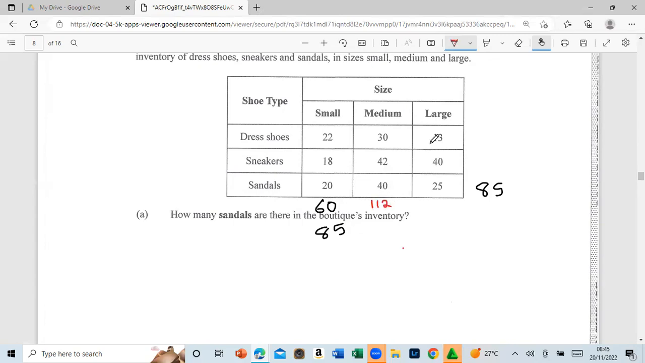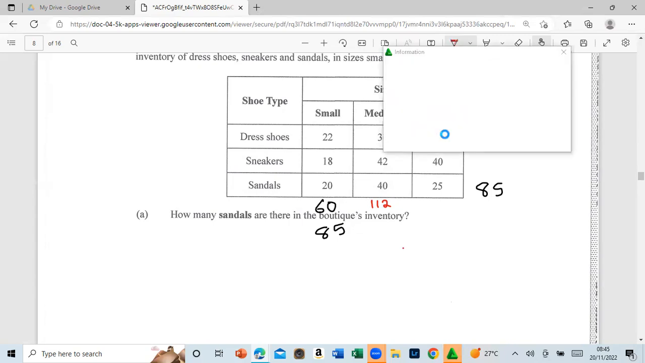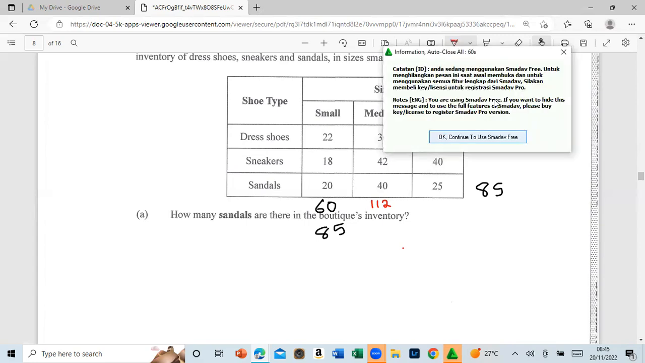And for large, it's 13. 13 plus 40, that's 53. So 53 plus 25, that's 78.